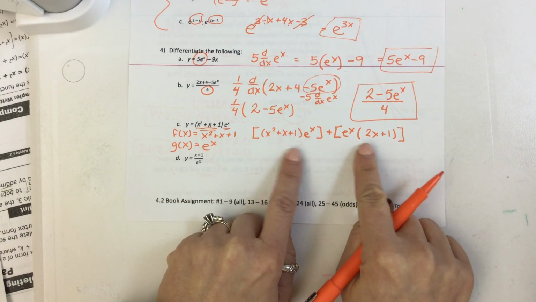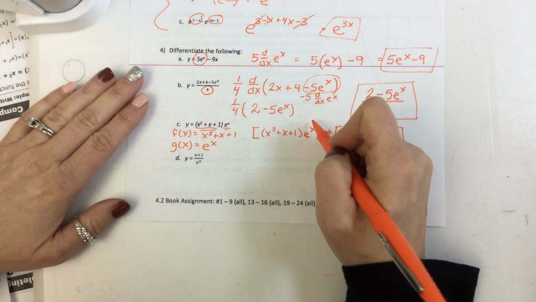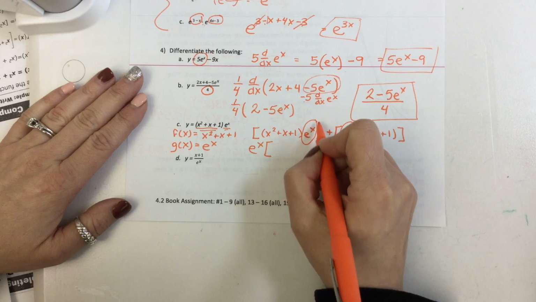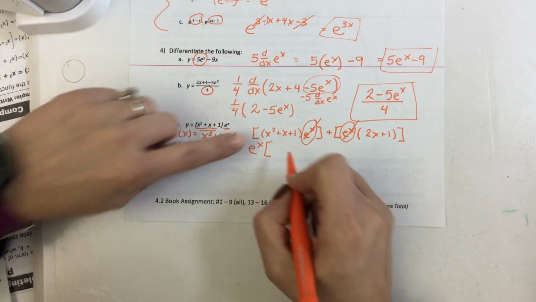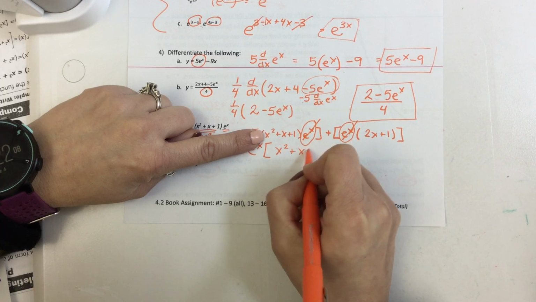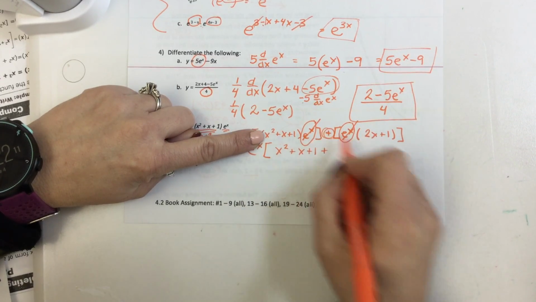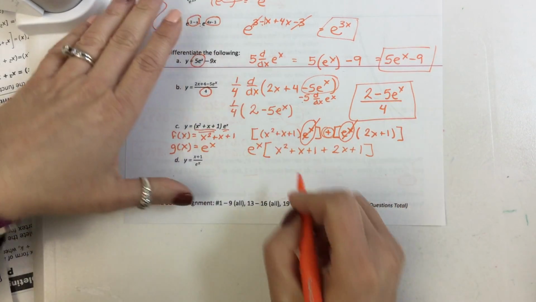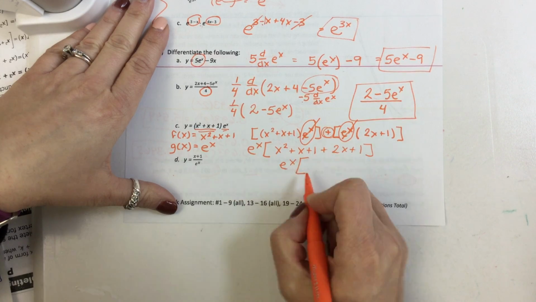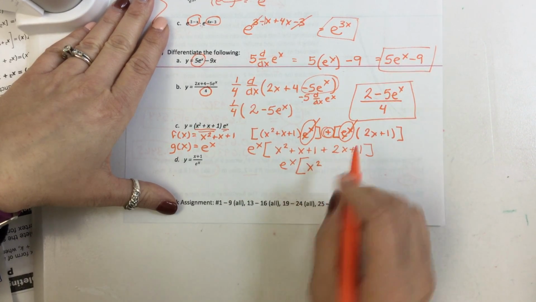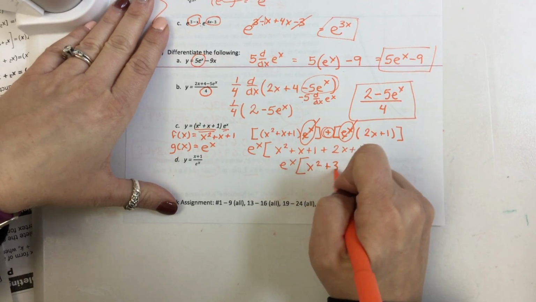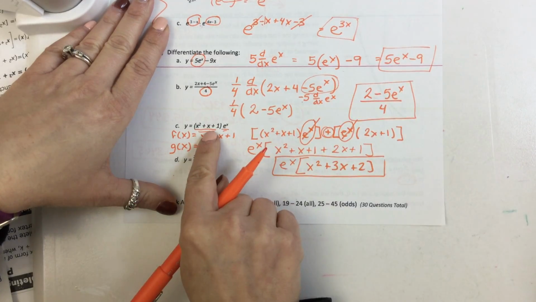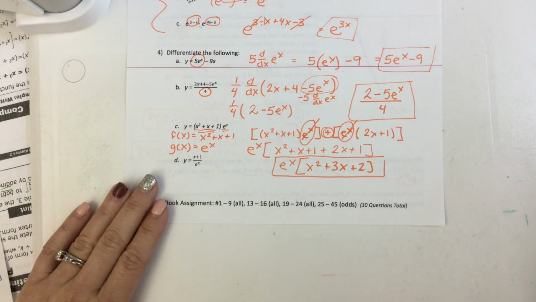Now product rule is where you look and say, okay, what do they have in common? Both of these groups have an e to the power of x. So e to the x comes out front. That would be gone, that would be gone. What I have remaining is x squared plus x plus 1 plus 2x plus 1. Now we just simplify what's inside of the brackets. So e to the x, x squared. I can combine like terms. 1x and 2x makes 3x. 1 and 1 makes 2. That is the derivative of this. So sometimes you will need to use the product rule.